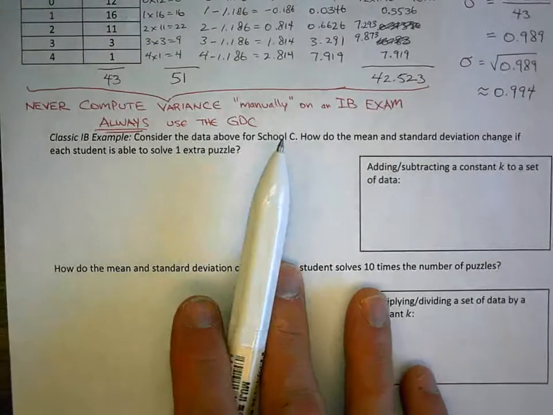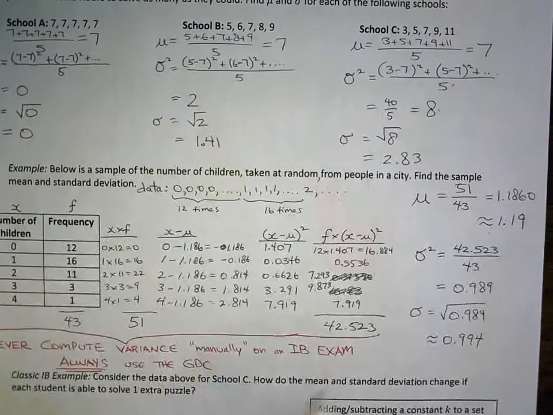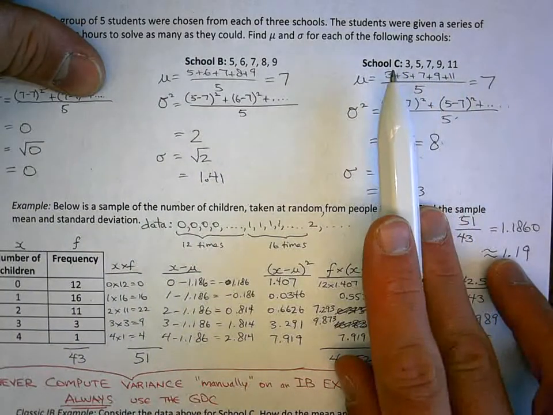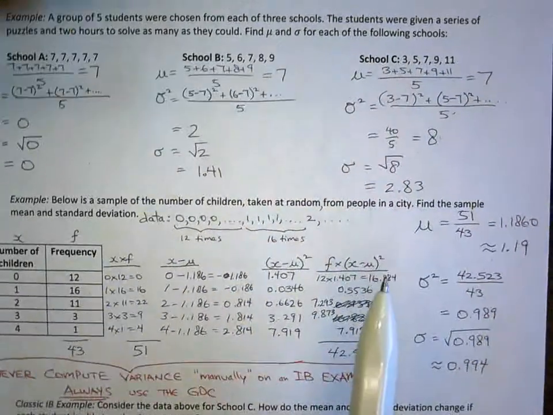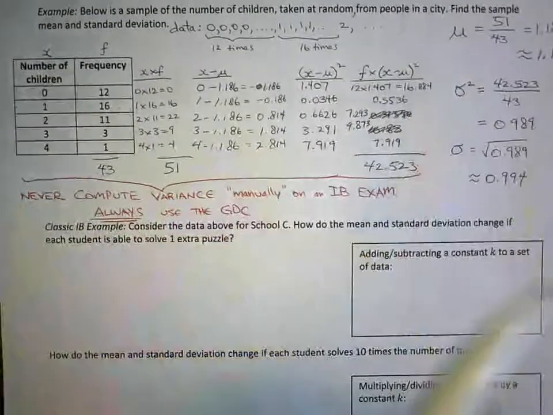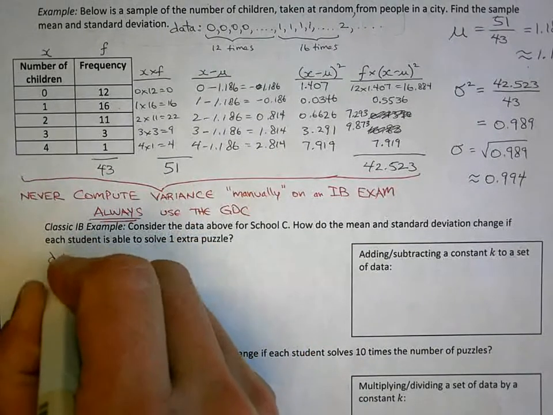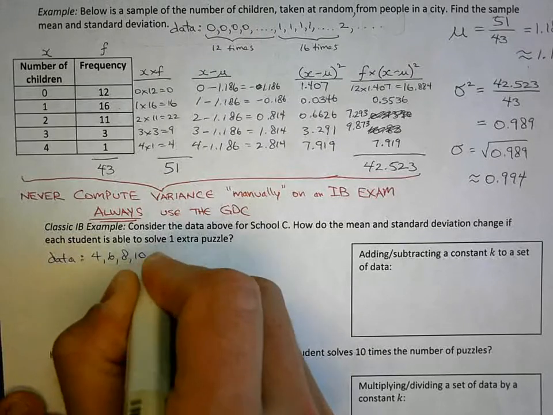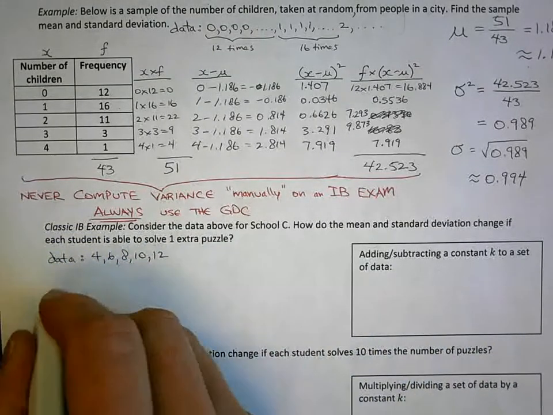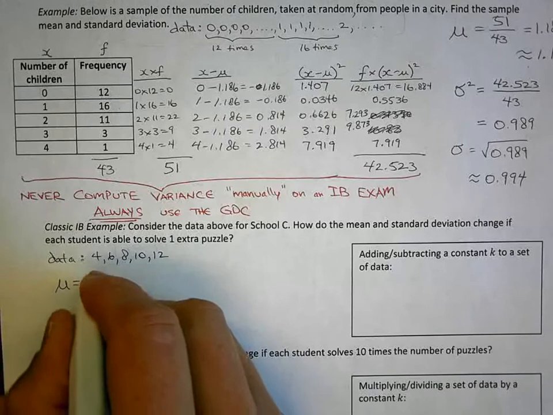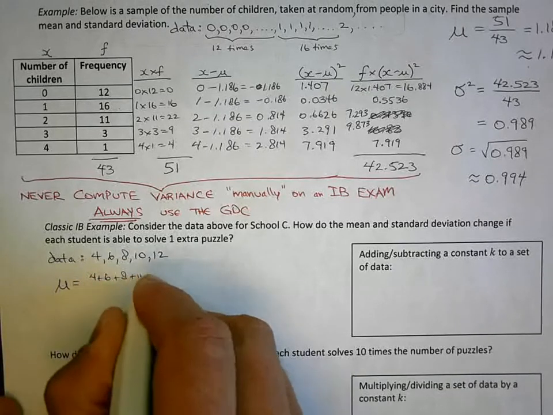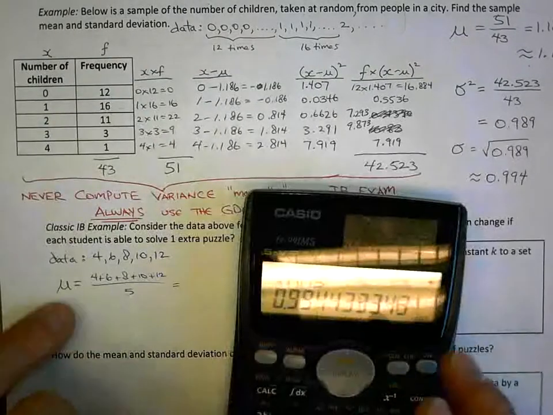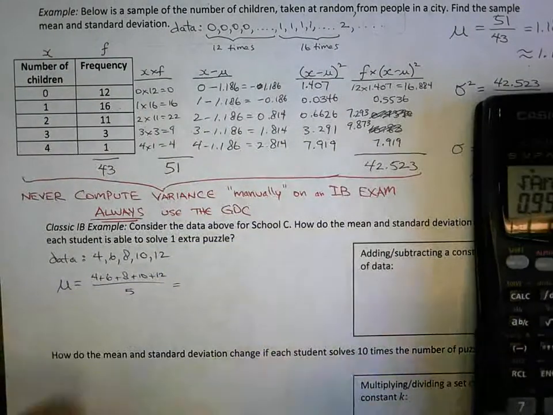So for example, go back to school C. What happens if each of these students solves one more puzzle? In other words, if I add 1 to each of these numbers. Well, my new data is going to be 4, 6, 8, 10, and 12. Now let's find the mean. Well, it's going to be 4 plus 6 plus 8 plus 10 plus 12 divided by 5. 10, 20, 30, 40 divided by 5, which is 8.